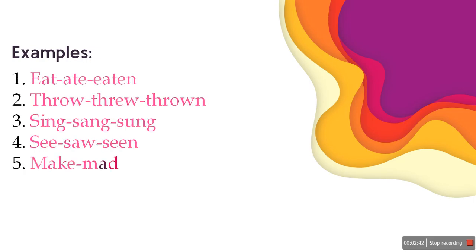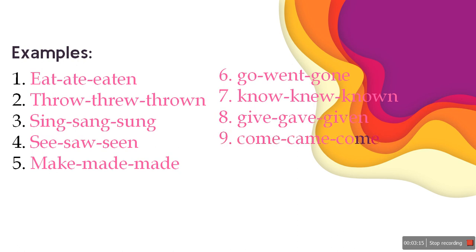See here, eat, ate, eaten. In example 1 there is no plus ed, so it's called irregular. Second, throw, threw, thrown. It's not ending with plus ed, so it's called an irregular verb. And third one, sing, sang, sung; see, saw, seen; make, made, made. All these 5 examples are not ending with the suffix plus ed. So they are called irregular verbs. Clear? That's good.